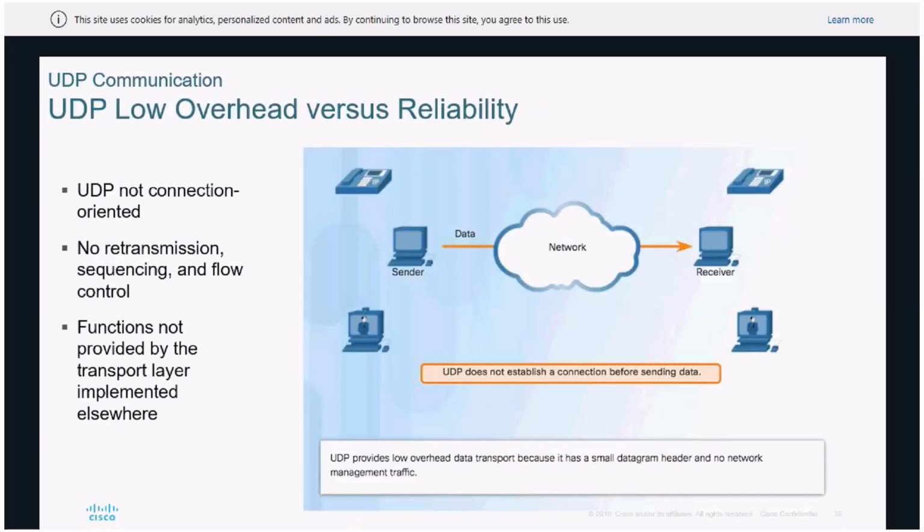So, reliability versus low overhead. UDP is not connection oriented, with no retransmission, sequencing or flow control. Functions not provided by the transport layer are implemented elsewhere. So it's to say this small datagram header, this is a video being sent across this network. No connection is established before sending data across.